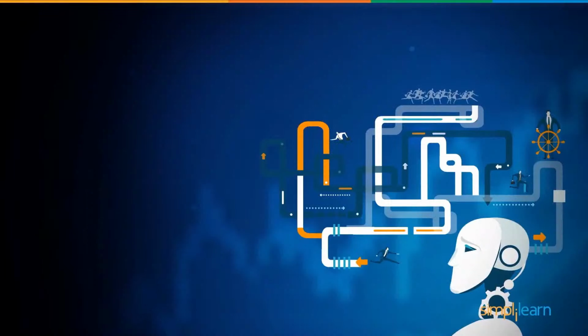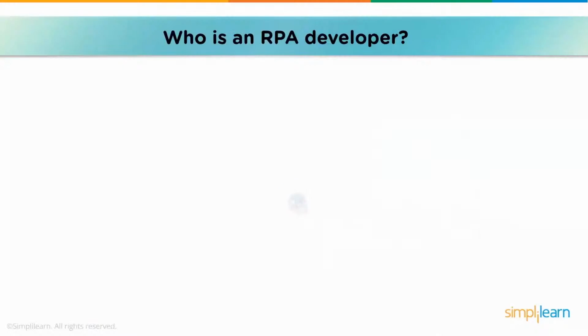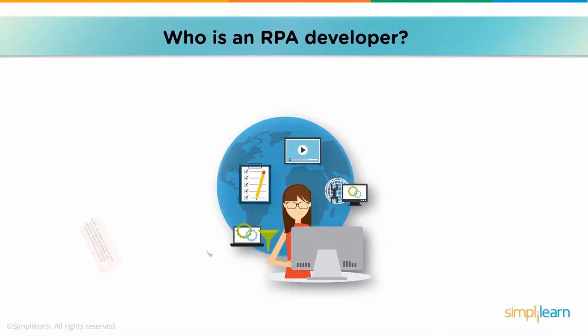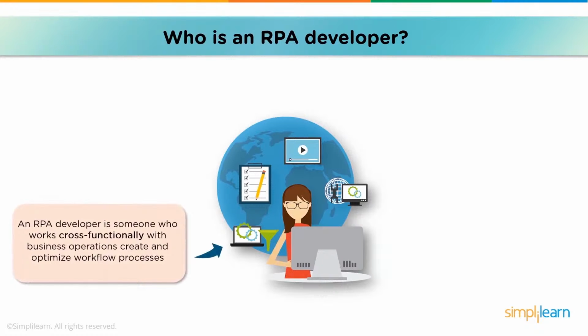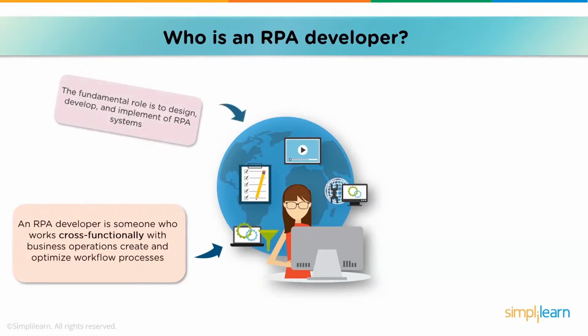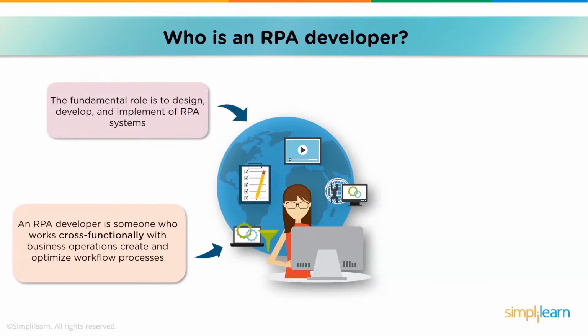So let's begin by understanding who is an RPA developer. Now, generally speaking, an RPA developer is someone who works cross-functionally with business operations and business analysts to create and optimize workflow processes. However, this is a relatively new career path, and many organizations' formal titles for RPA developers differ. Now, other similar positions may include titles like process designer or automation architect. But no matter the title, the role of a successful RPA developer involves designing, developing, and implementing RPA systems.